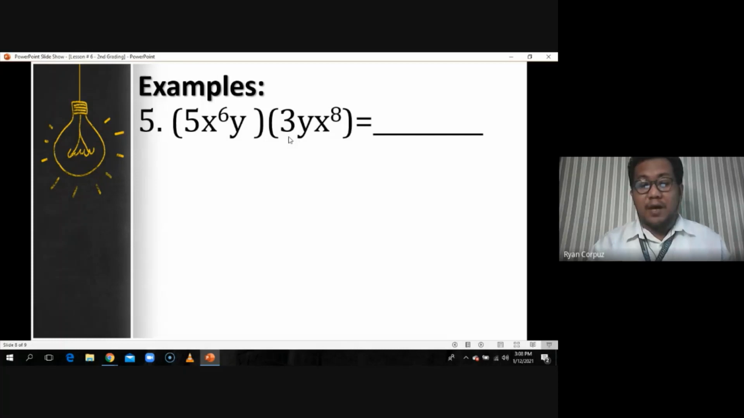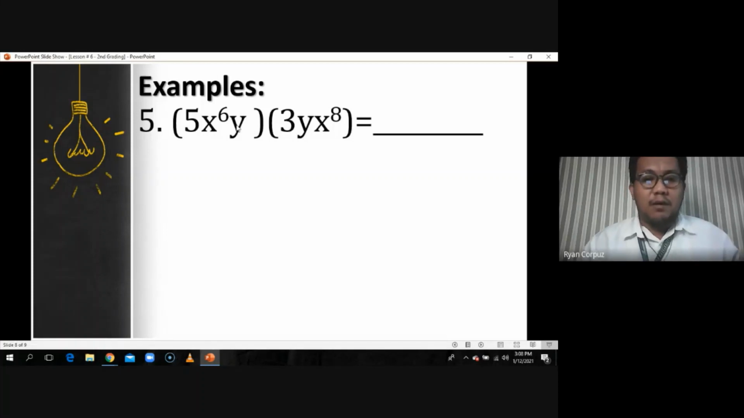Diba? When multiplying expressions with same base, we copy that same base, then we add the exponent. So simply multiply the numerical coefficient, that's 5 times 3, that would be 15. And when it comes to x raised to 6 here, and x raised to 8 on the other term, copy that same base, then add the exponent. So 6 plus 8, we do have 14.